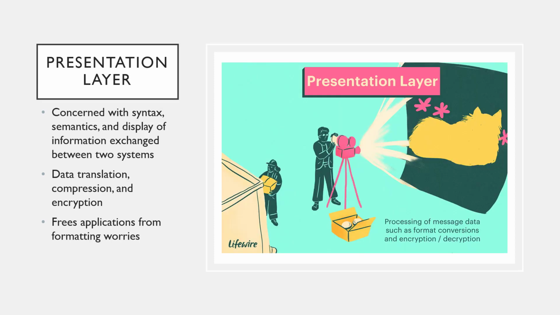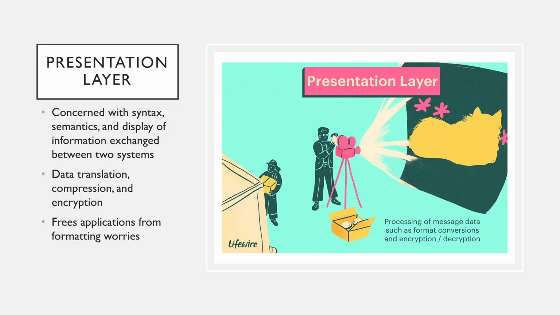The next one after the application layer, it passes it down to the presentation layer. The presentation layer is responsible for processing that message data from the application layer and formatting it appropriately, which includes encrypting it or decrypting it, depending on if you are the sender or the receiver. It's really concerned with the syntax or semantics. So how is this message written?